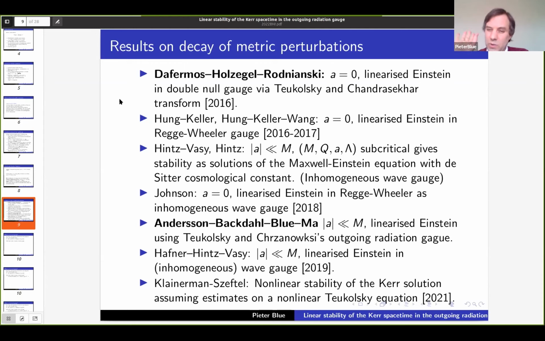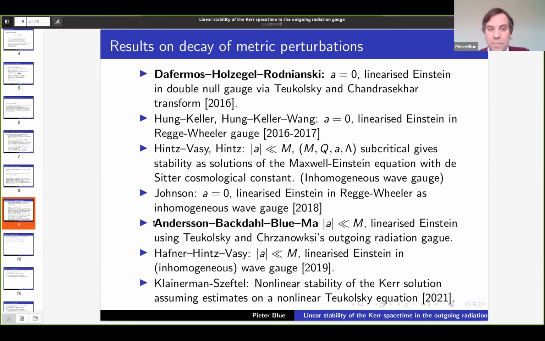So that sort of put a new way of looking at the Regge-Wheeler gauge, which I think was interesting. So then the work that I wanted to talk a little bit about today, but I'm going to mainly focus on the gauge, was that based on the known results for the linearized Einstein equation for the Teukolsky equation, we were able to reconstruct all the metric coefficients using Chrzanowski's outgoing radiation gauge, and that allowed us to prove the linear stability of very slowly rotating Kerr spacetimes.